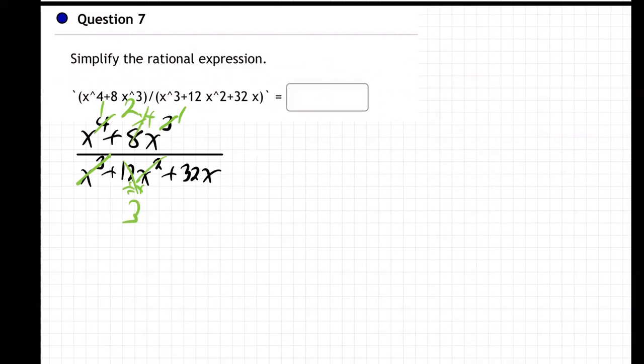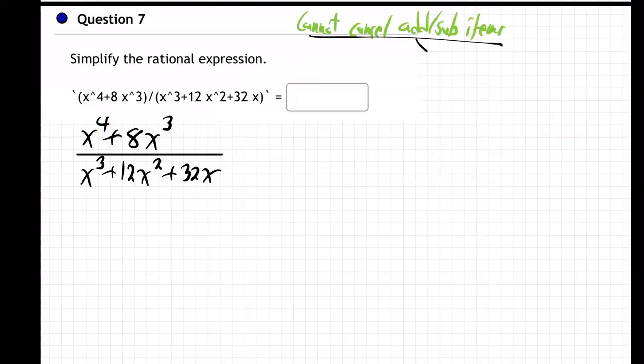Now, that's all baloney and illegal procedure. Why? Because you can't, they're added and subtracted items. You cannot cancel added, subtracted items, right? You cannot cancel added, subtracted items. Well, then what do we do? Instead, factor.